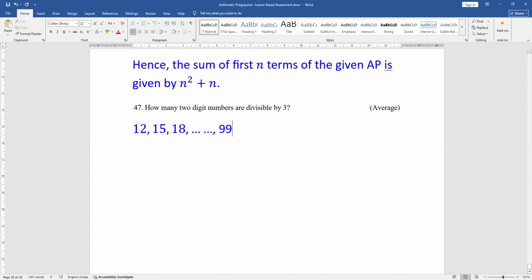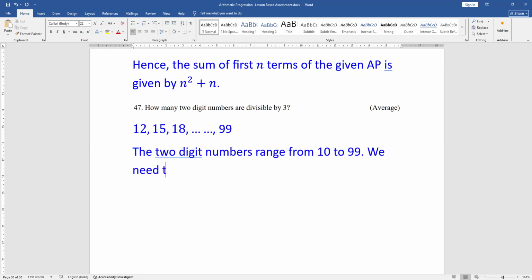Okay. So the two-digit numbers range from 10 to 99. So we need to find the sequence of these numbers that are divisible by 3. Okay. So the first two-digit number divisible by 3 is 12.